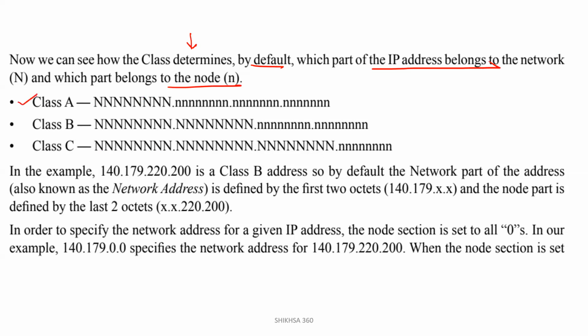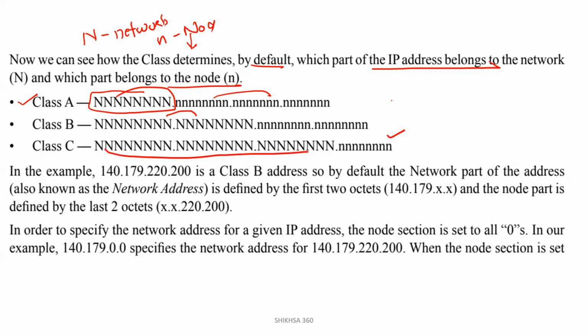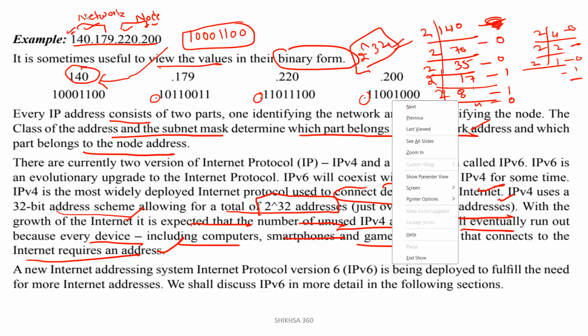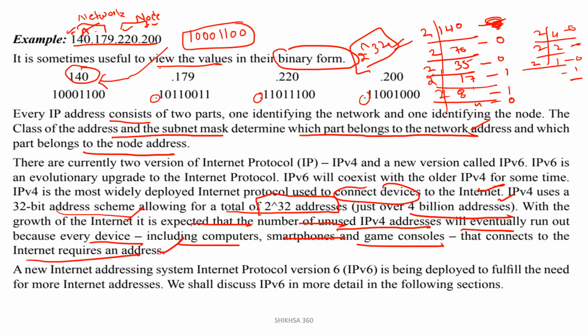If it is class A, only the first part belongs to the network and the rest belong to the node. If it is class B, the first two parts belong to the network. Capital N belongs to the network and small n belongs to the node. If it is class C, the first three define the network and the last one the node. Clear? Either only A is the network, or A and B both, or A, B and C. It depends on a case to case basis.